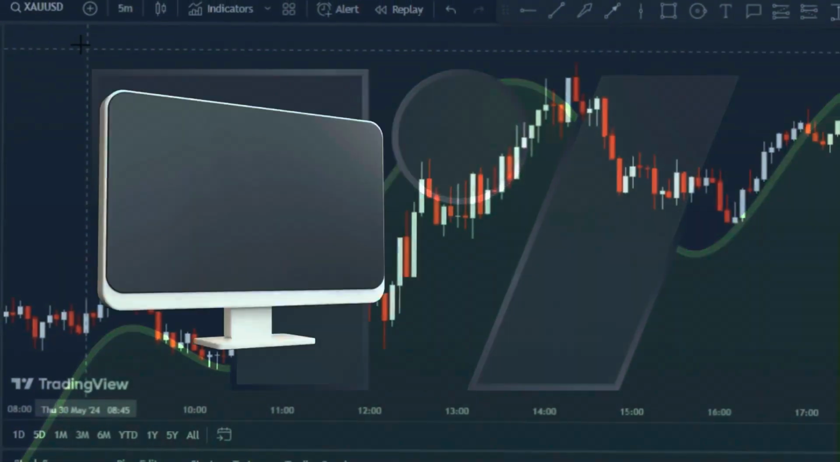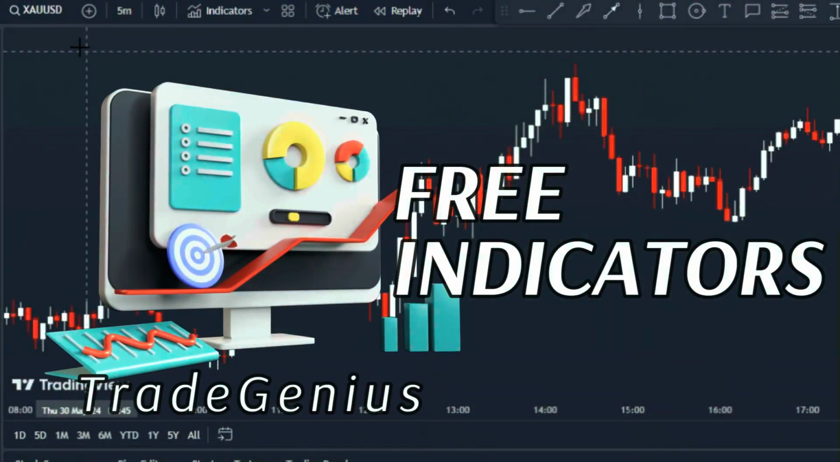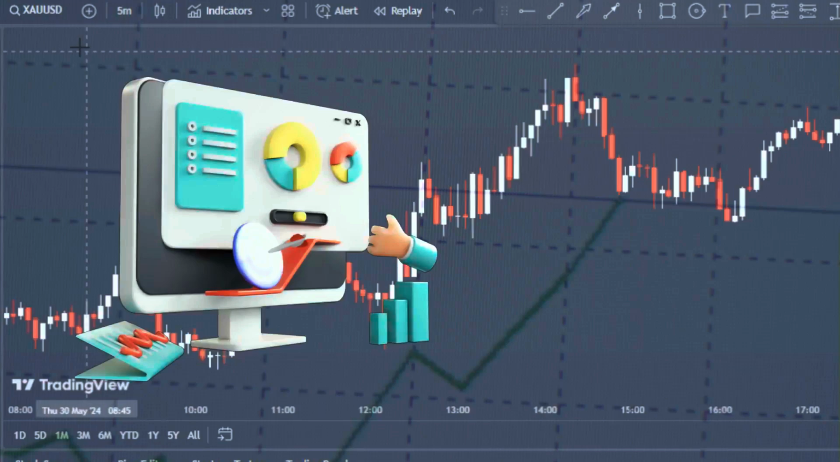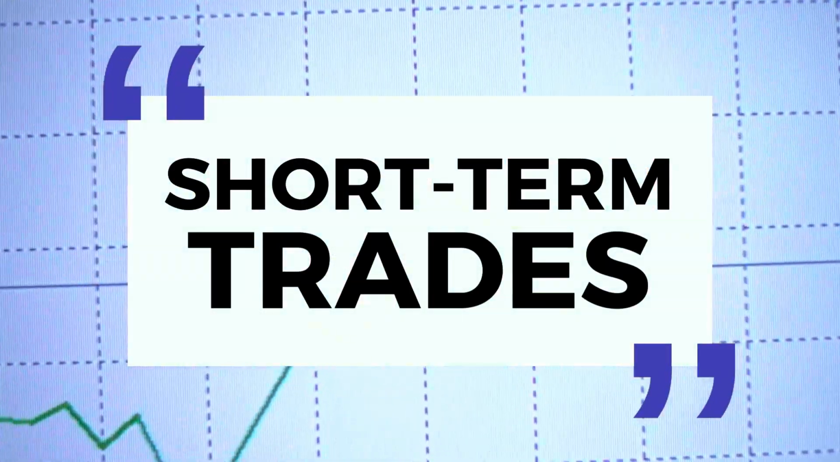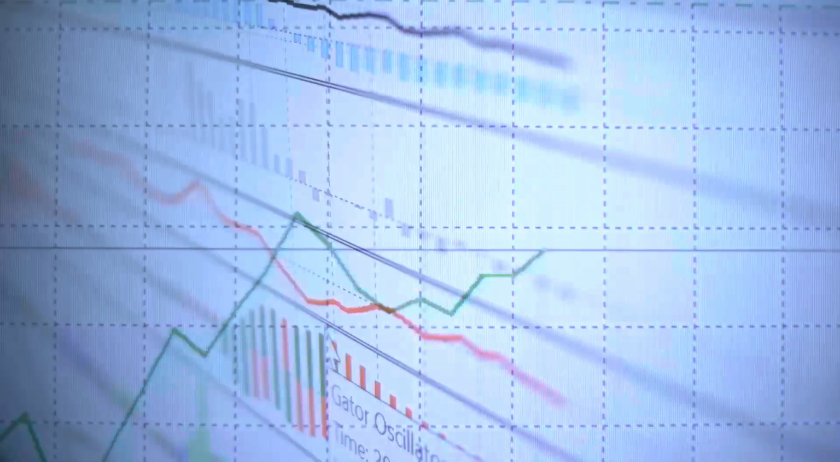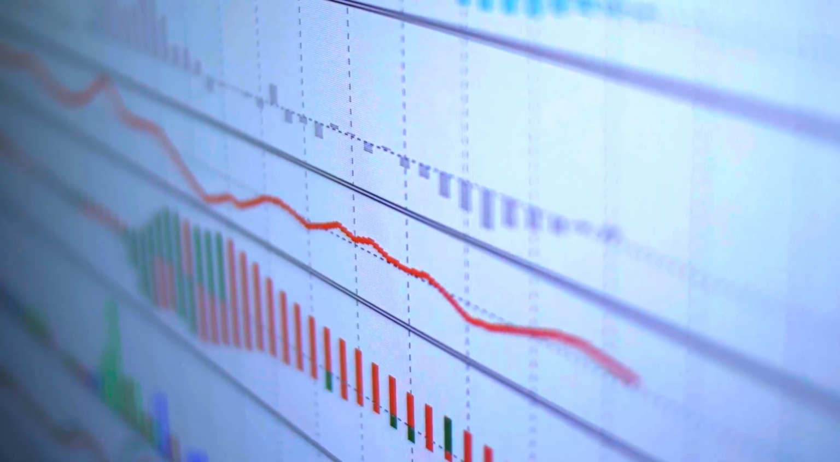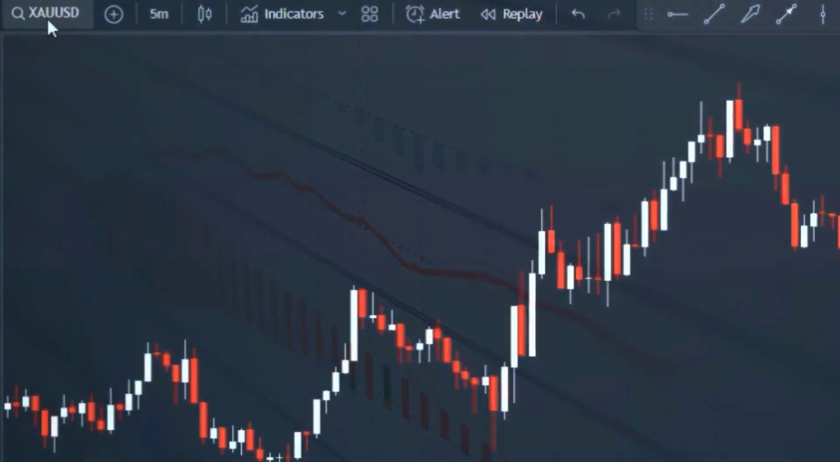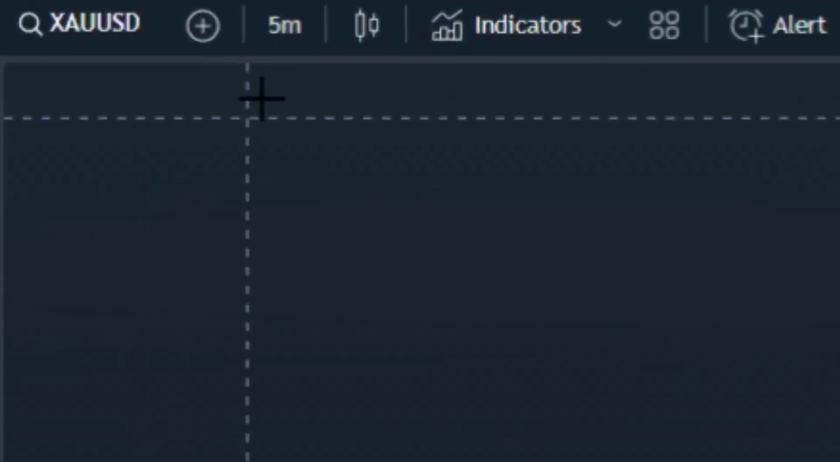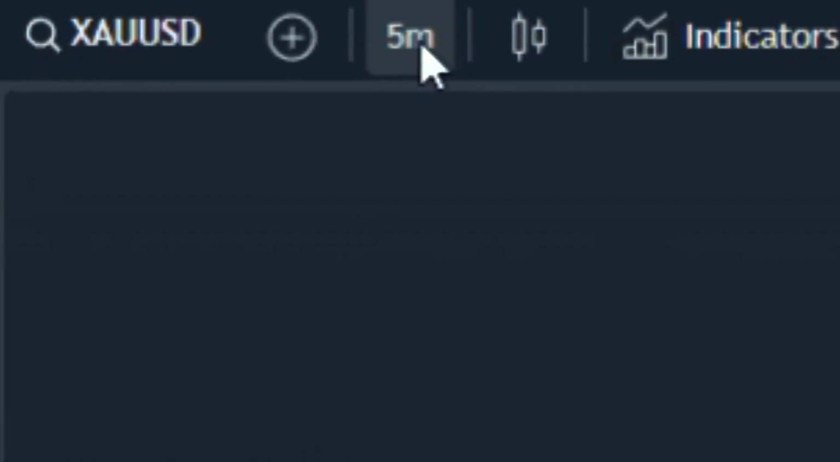We'll be using the popular TradingView platform and some free indicators for a scalping strategy. And we're focusing on short-term trades. I suggest using 5-minute or 15-minute time frames for better results. While you can also use this strategy on a 1-minute time frame, I wouldn't recommend it because it's much riskier. Stick to the slightly longer time frames for a more manageable trading experience.